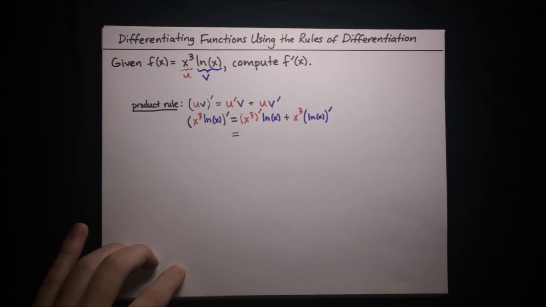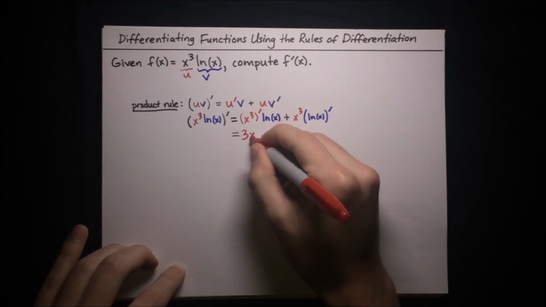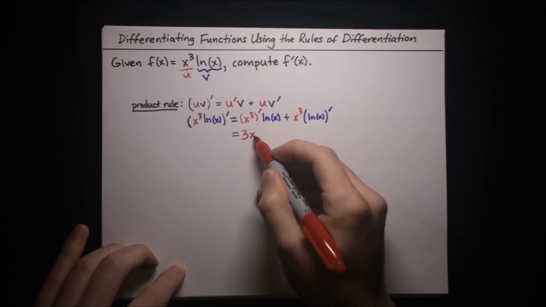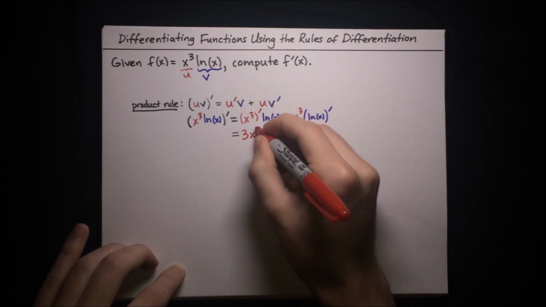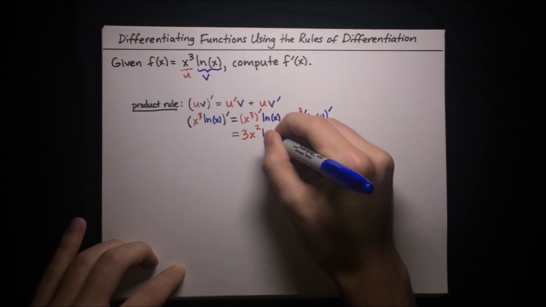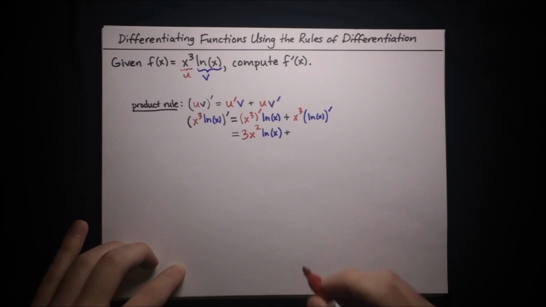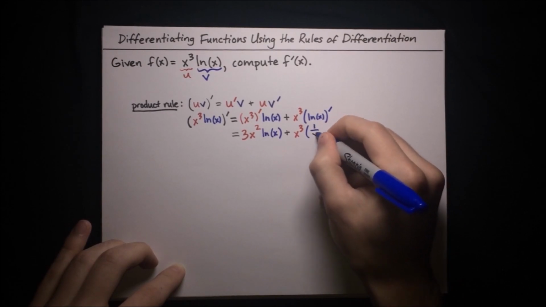Derivative of x cubed, just using the power rule, all we have to do is bring down that exponent, 3, and so we do 3 times x to some power, and the power we get by decreasing that exponent, 3, by 1. So now it becomes 3x squared. So we've got that times natural log of x, and then plus our other term. Our other term is x cubed times the derivative of natural log of x, and the derivative of natural log is just 1 over x. So let's write that down, 1 over x.